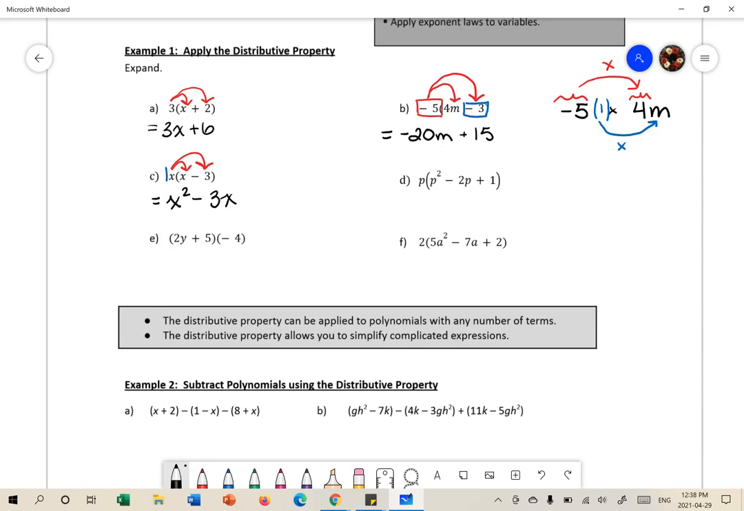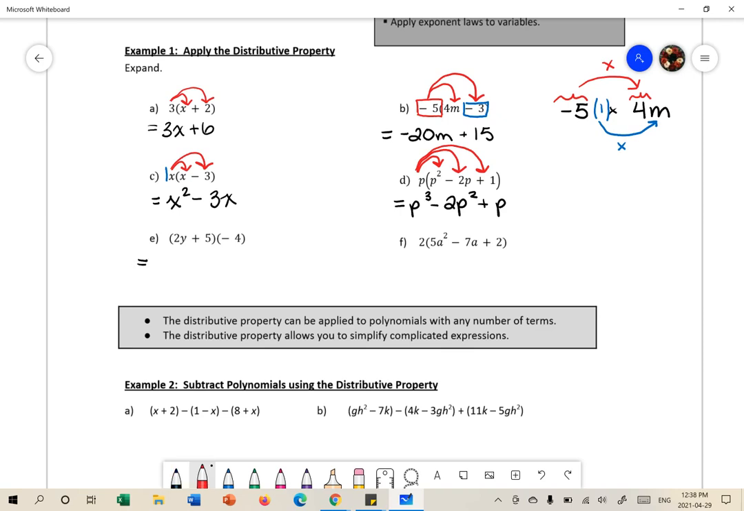Moving on, we have to multiply p by p squared, -2p, and +1. So p times p squared is p cubed. Subtract 2p squared plus p. We don't need to write 1p, we just write p. We can't simplify this any further because none of these terms are like terms.